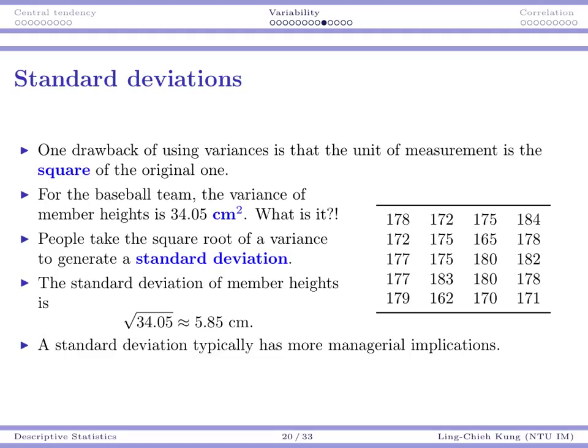Okay, one drawback of using variance is very clear: the unit of measurement is the square of the original one. For example, when we talk about the baseball team heights, if we really calculate the variance of member heights, it would be 34.05 centimeters squared. It would be very weird to use centimeters squared to talk about heights, because it does not contain any physical meaning. So some people would prefer to take the square root of the variance to generate another measurement called standard deviation. The standard deviation of this set of data would be the square root of the variance, which is around 6 centimeters. So typically, a standard deviation can have more managerial implications.